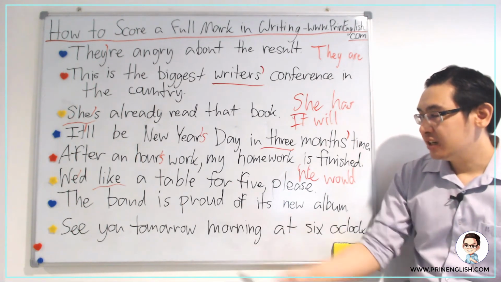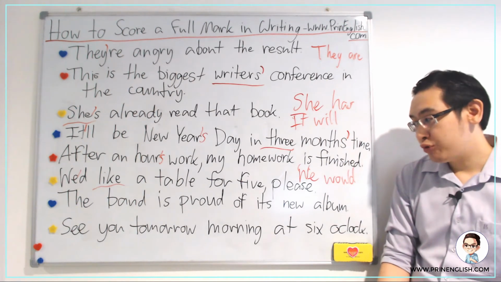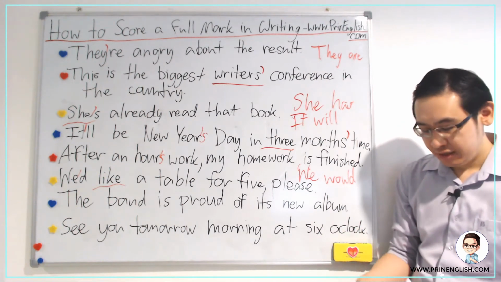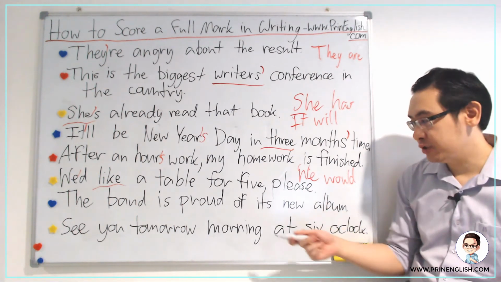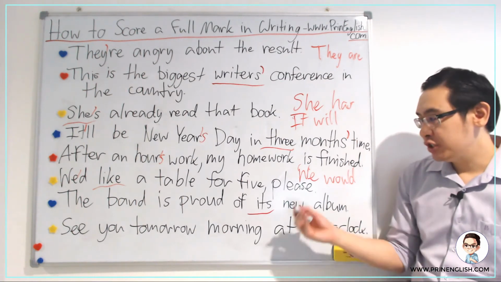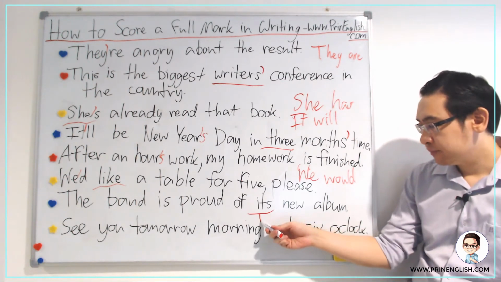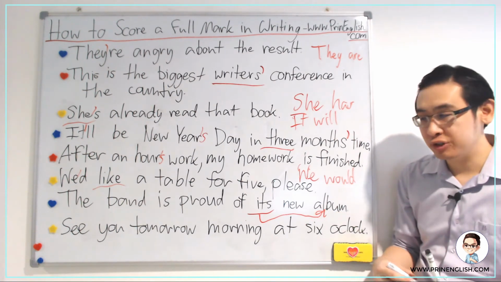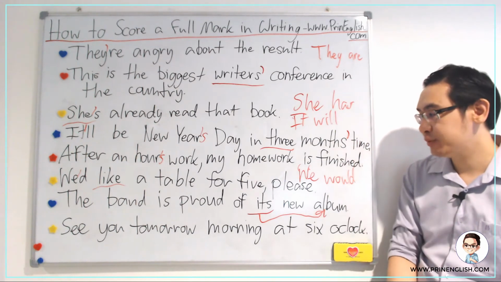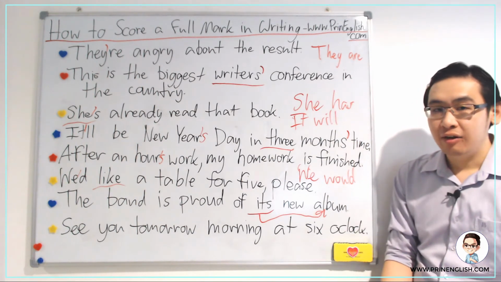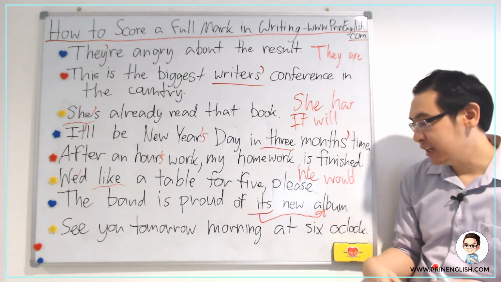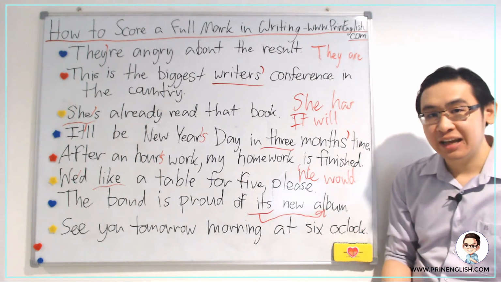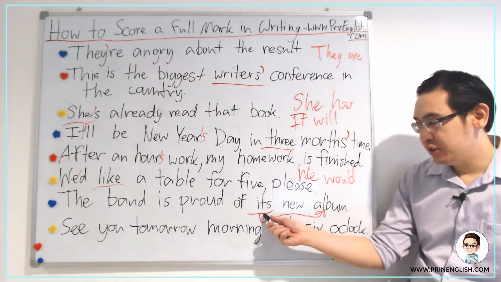Now this one, the second to last, the blue heart: the band is proud of its new album. Do we need any apostrophe? No, okay? In this sentence you don't need any apostrophe because here it's supposed to be a possessive, because it's talking about its album. See, there's a noun after it, so we don't need to add an apostrophe here, okay? The band is proud of its new album. They're happy about completing their new album, so it's showing possession like this. We don't need an apostrophe, okay? There's a noun, so we can use it like this.